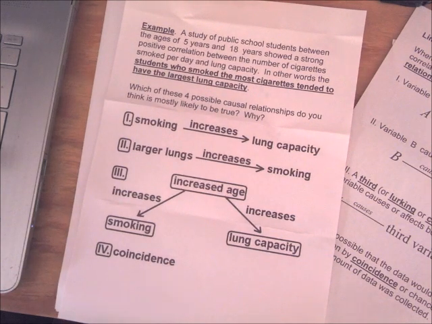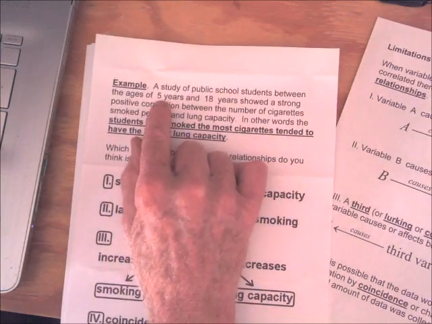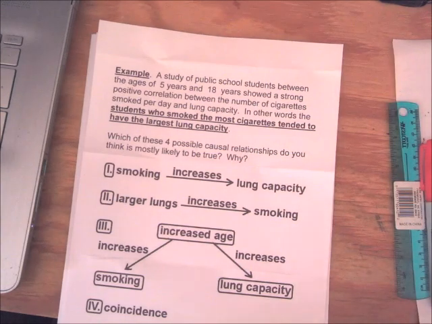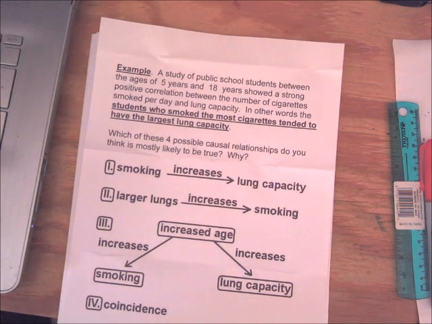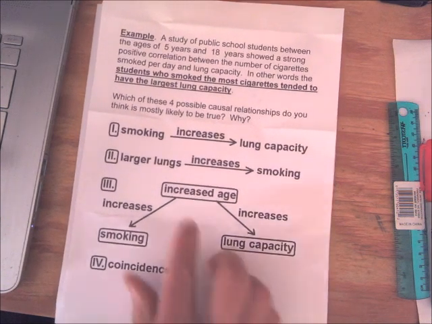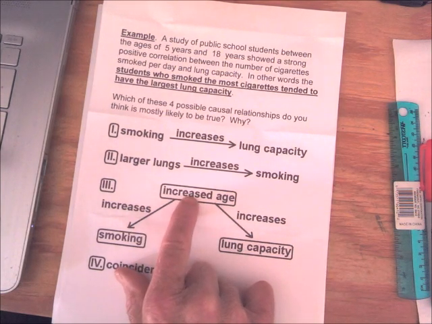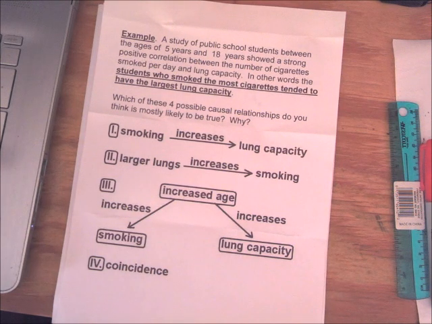Well, I'm saying it's the increased age, because the age range here was 5 to 18 years old, and the 18-year-olds, the teenagers, are probably more likely to smoke, and the teenagers are also likely to have larger lungs, not because they smoke, but because they're more mature. They're physically more mature. They have increased age. So I'm going to say it's option 3. Increased age affects both the smoking and the lung capacity. The mathematics of it is not going to tell you.